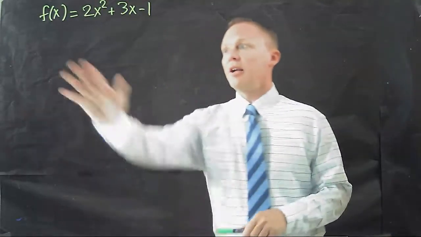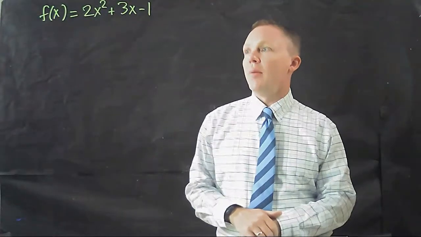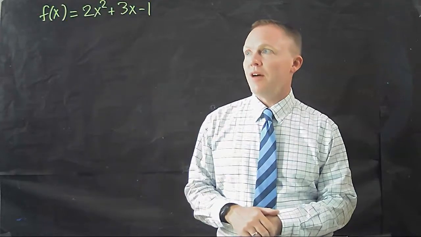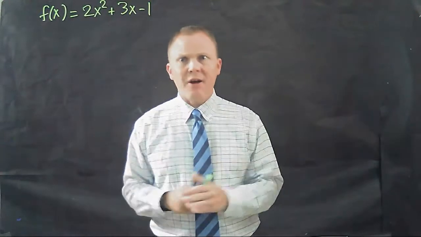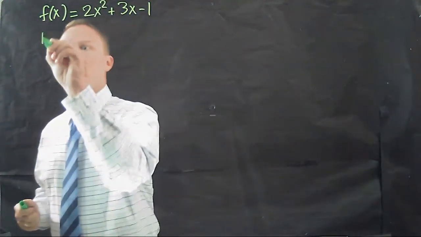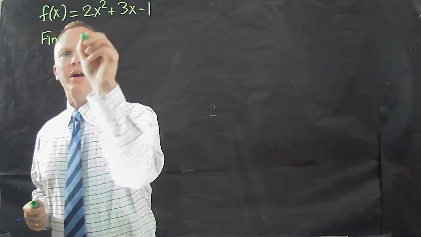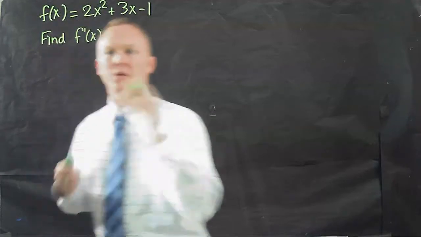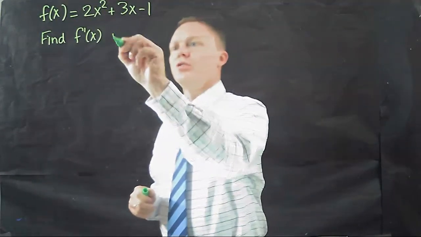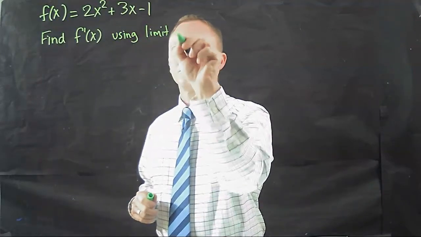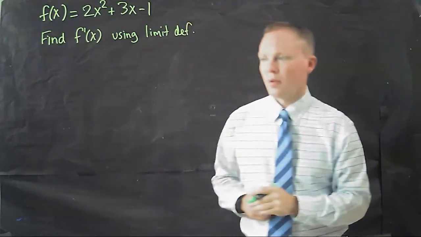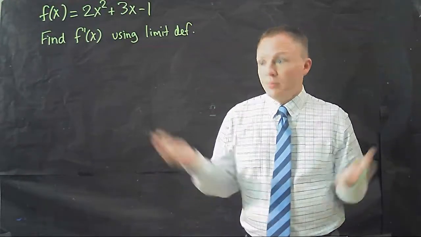So we're back. Here's our example that we're going to do. It's a parabola. f of x is 2x squared plus 3x minus 1. And we're going to find f prime of x. So that's what the directions would be: find f prime of x using the limit definition. Okay? So let's get after it.